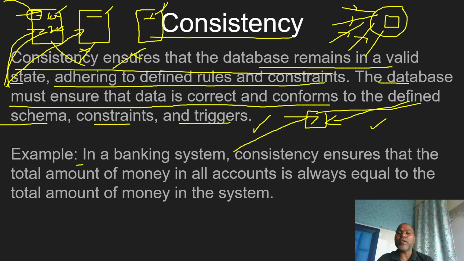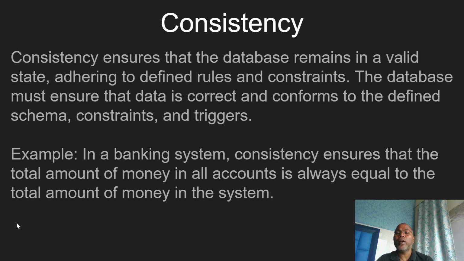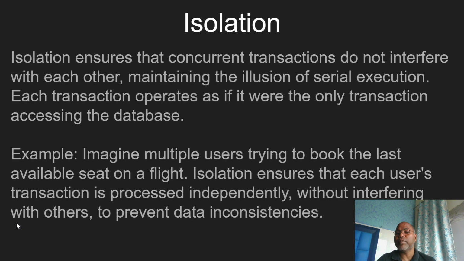A good example is the banking system: consistency ensures that the total amount of money in all accounts will always equal the total amount in the system. So these ACID properties are very important in financial applications, banking systems, and the stock market, where numbers matter and consistency matters. It plays a very important role.